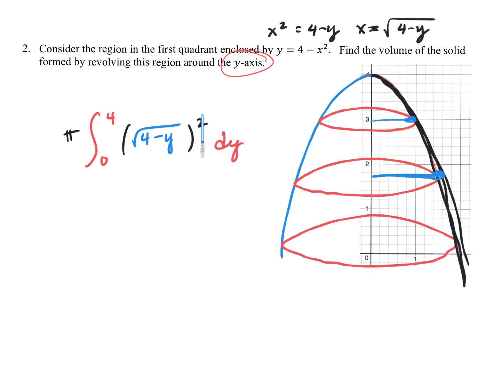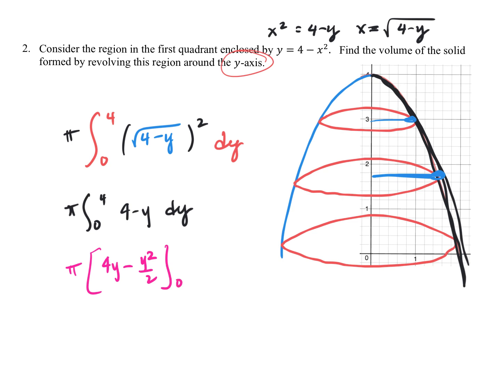Do we have to cancel these out? Because if I didn't, I'd have an outer and an inner. Let's cancel them. So we're saying from 0 to 4, what are we going to get? 4 minus y. Antiderivative of 4 is 4y minus y squared over 2, from 0 to 4. Pi times 4 times 4 minus 8, final answer.